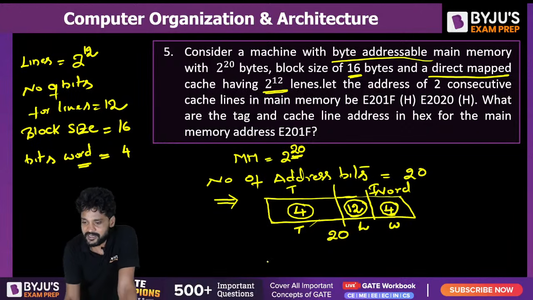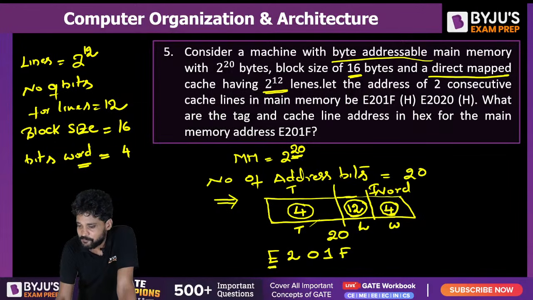Now when you take the total address of E201F, this is hexadecimal, right? Each digit represents 4 bits.